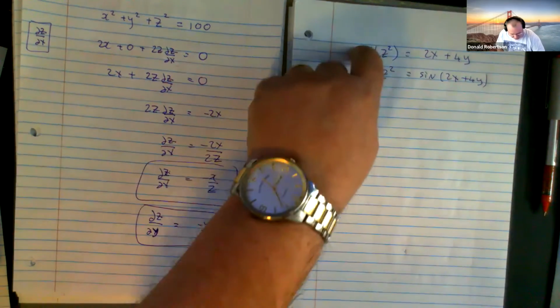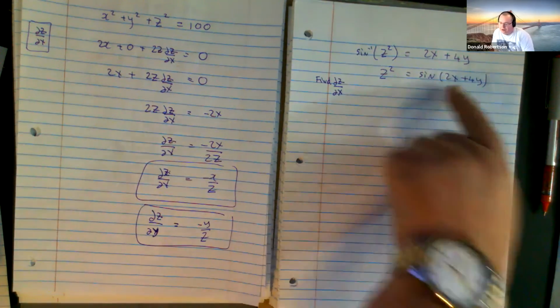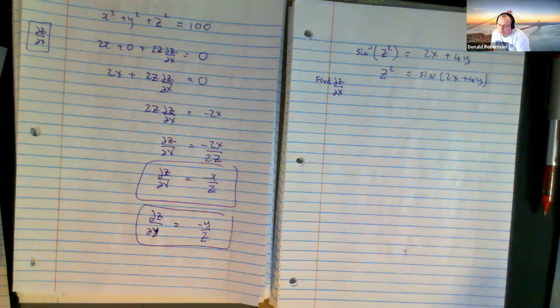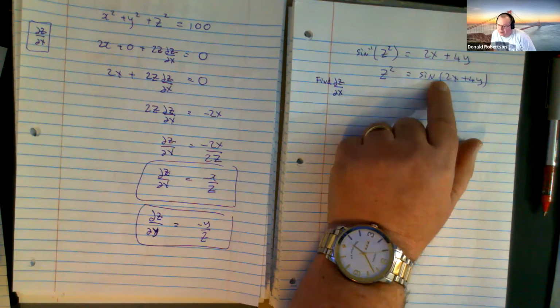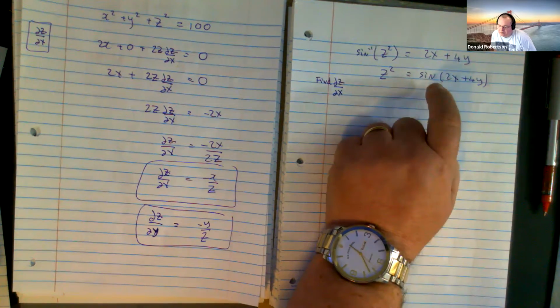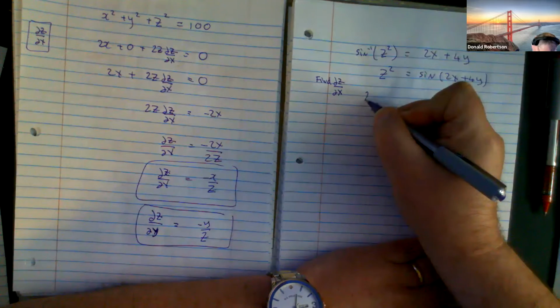Isn't the inverse sine of z squared the same thing as saying z squared equals the sine of that? You agree algebraically? Wouldn't that be much easier to do implicit differentiation with? So you're always going to try and say to yourself, can I do this easier? Well, z squared seems to be my go-to guy today.